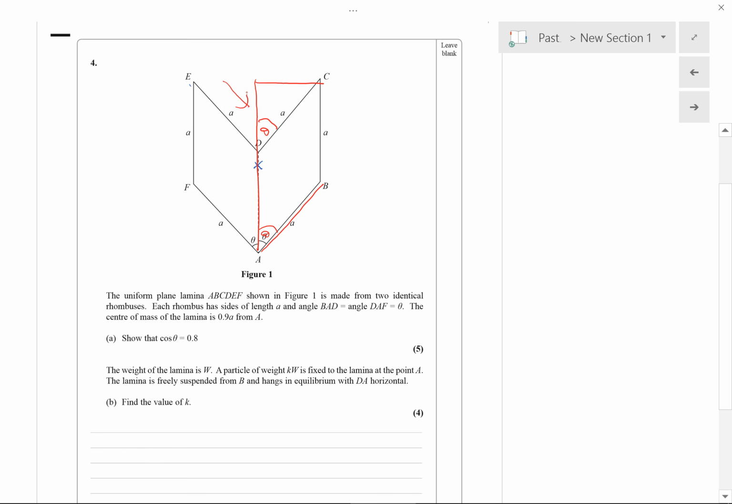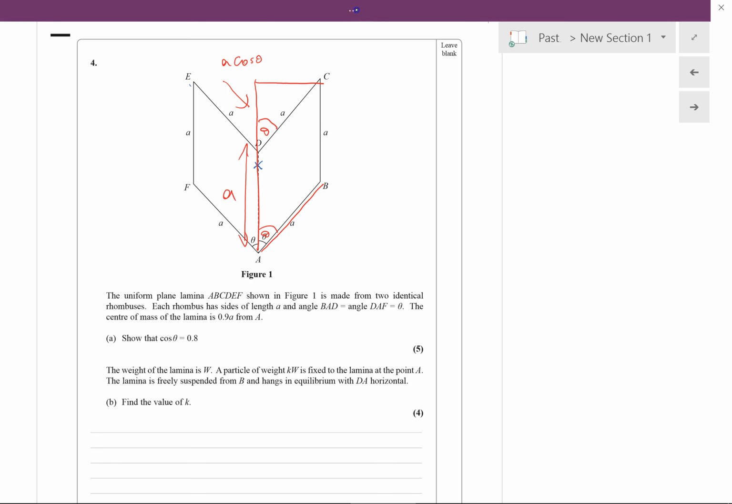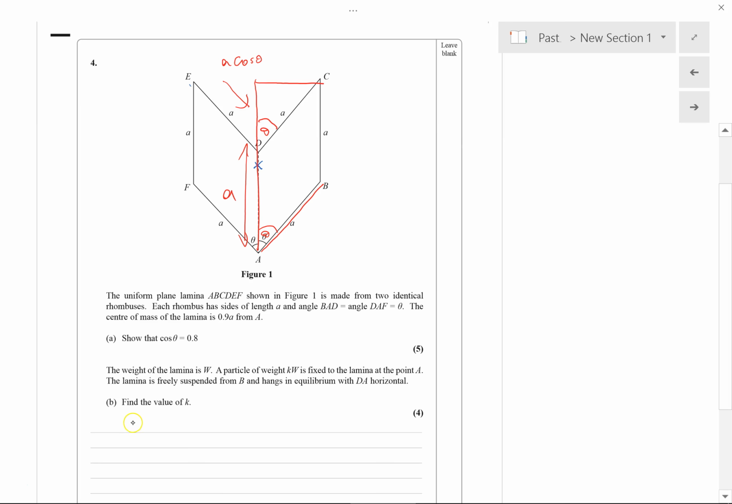Now this length here is clearly A cos theta. Okay, the length here is A. So the centre of mass will be halfway along that. So the centre of mass, which we're told is 0.9a, is going to be halfway up the length from here to here. So that gives us 0.9a equals a half of this total length here, which is a plus a cos theta.